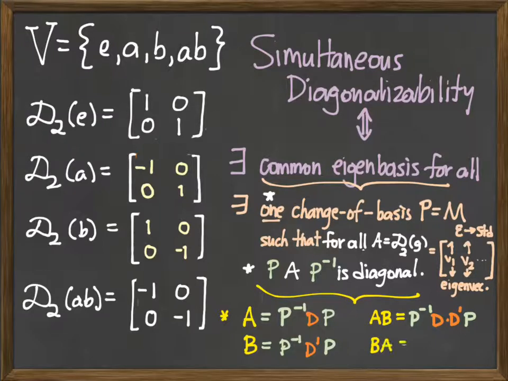What's BA? BA would be just the other way around: the conjugation of D prime D. What's the difference between these? Are these two expressions the same? Well, if A and B commute with each other, then... That's what I'm asking: do A and B commute with each other? But where are we getting A and B? They are any old matrices that are part of this representation. We don't know necessarily anything about them. We only know that they are simultaneously diagonalizable.